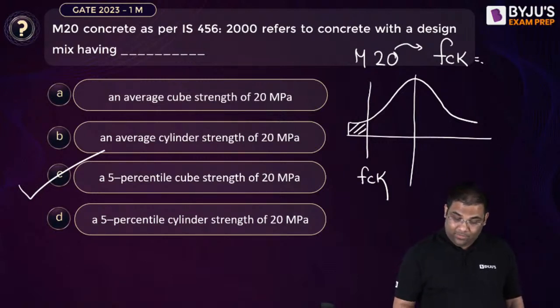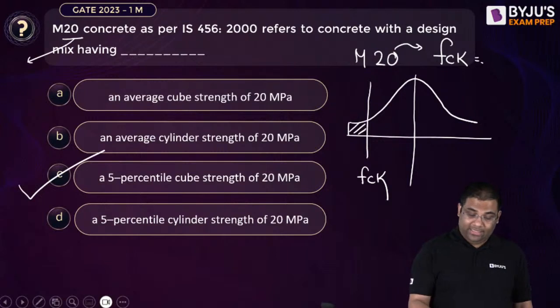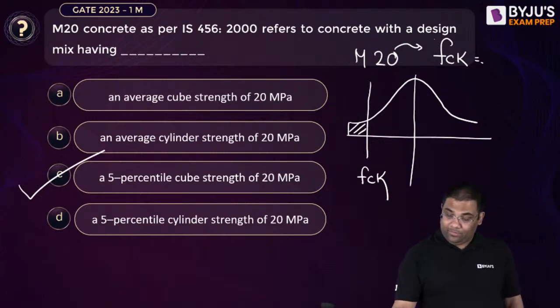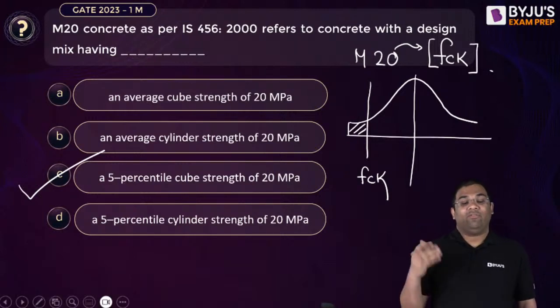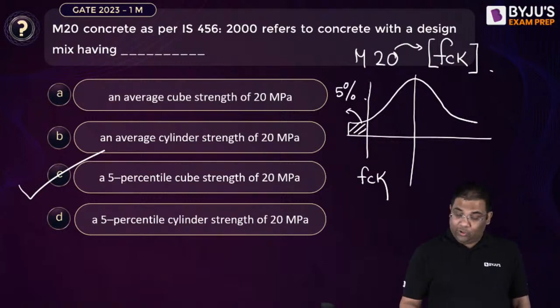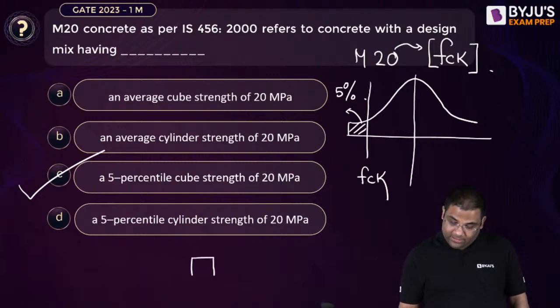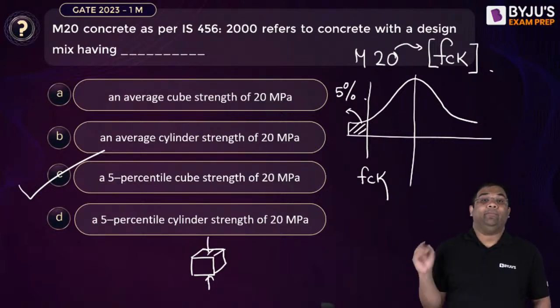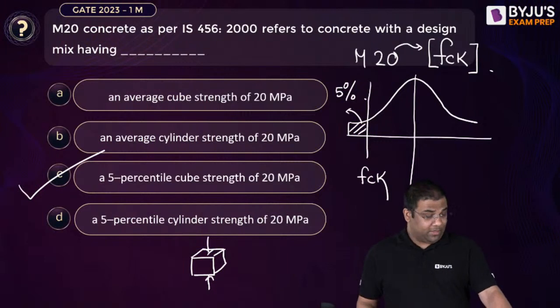This 20 is the FCK. See, first and second are wrong because it is written average. 20 is not the average. 20 is not FM, na? 20 is FCK. So FCK is not the average. Average is FM. 5 percentile means 5% less than this. But it is cube strength, right? We conduct the test on cubes. So it is 5 percentile cube strength of 20 MPa. Okay, very straightforward question.